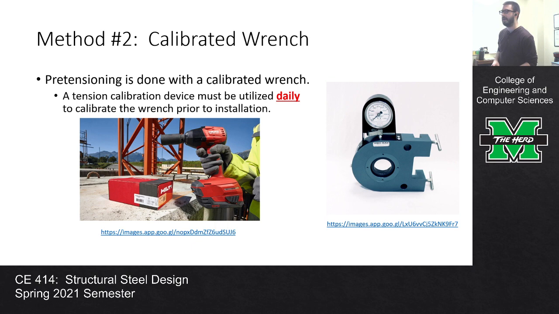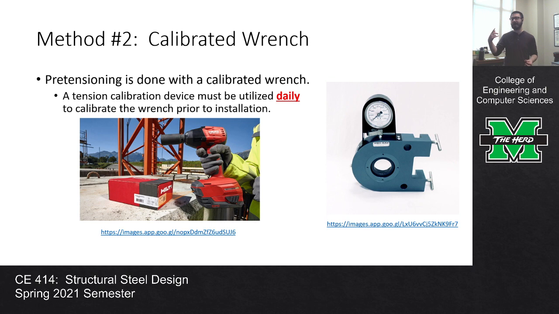In fact, if you just Google Skidmore Wilhelm, you'll see images of all these things. Basically, this is a super duper hyper accurate bathroom scale. The idea is that you stick a bolt installation through that hole in the middle, and using your wrench, you would tighten it, and that device would tell you if your device is calibrated to achieve the appropriate pretension. And you've got to do that daily on the site. So every morning, you've got to recalibrate it to start installing.